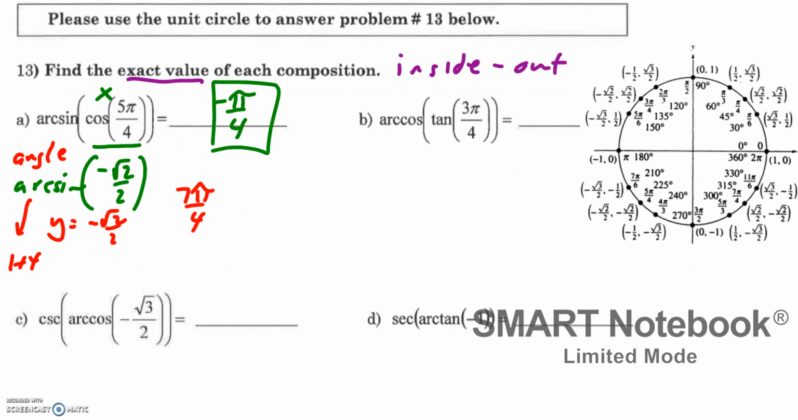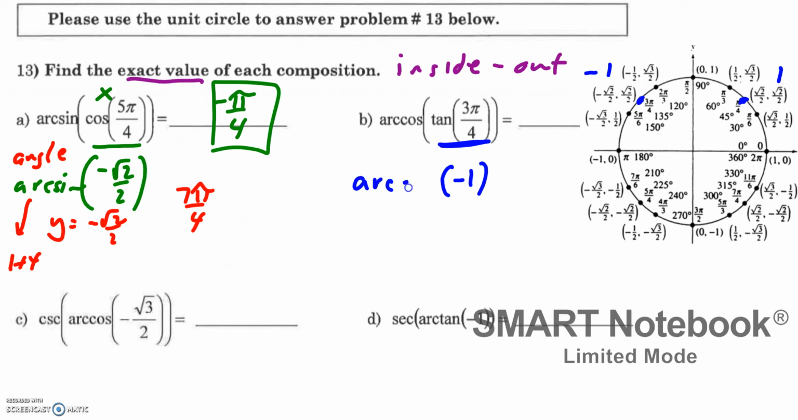If I look at part B, we need to find the tangent of 3 pi over 4 first. So we're looking here. The tangent value at pi over 4 is 1. So the tangent value in the second quadrant will be negative 1, because you're taking y divided by x. So all of this can be replaced with negative 1.